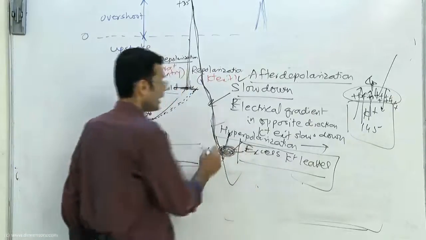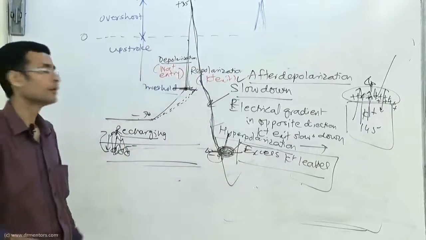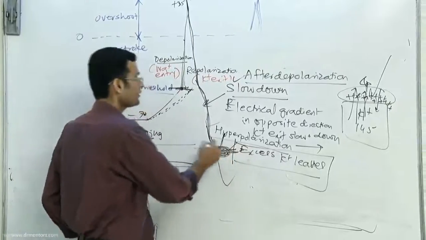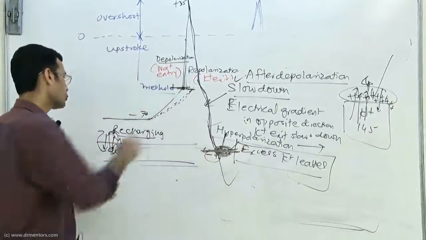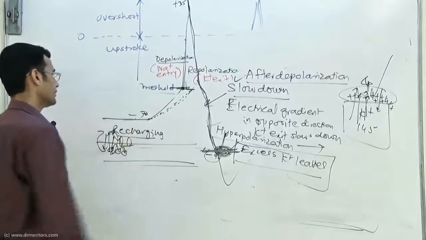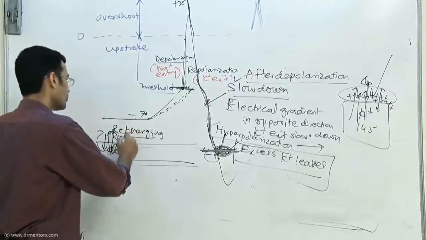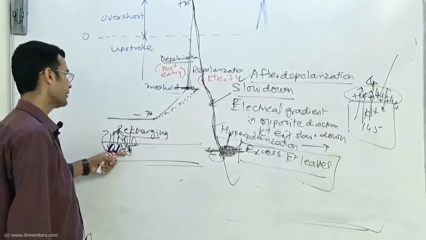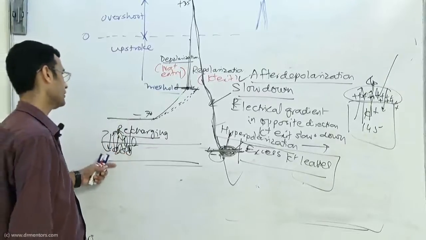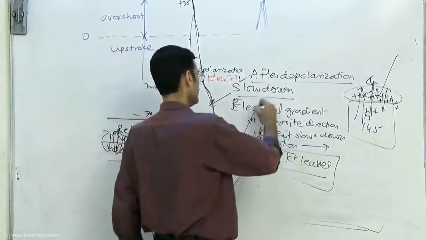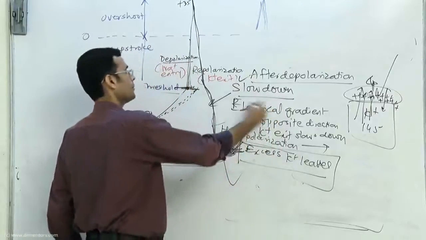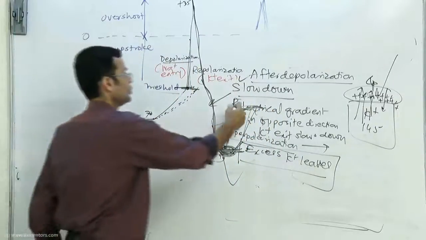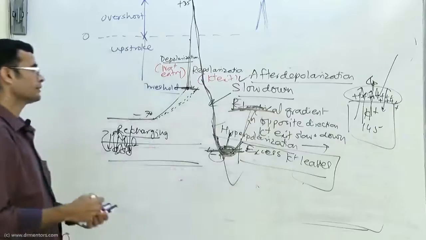Right. The answer to this question is simple. Recharging starts and also leaky sodium channels start. Sodium starts leaking in again. Sodium leaking in will bring in the positive charges, and therefore from minus 90, the membrane potential will again go to its original RMP of minus 70 millivolts.